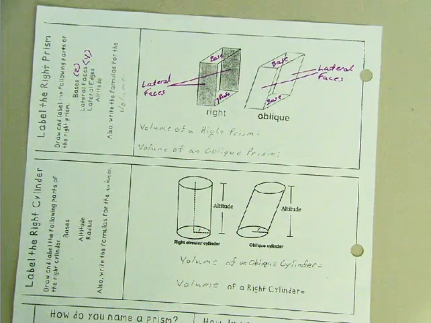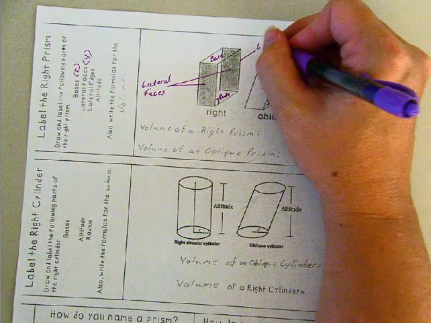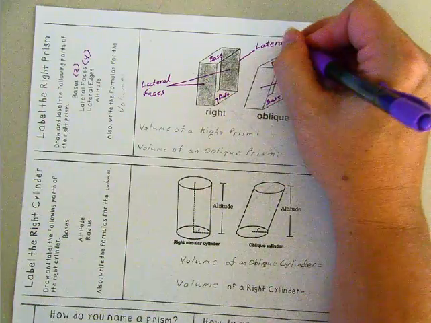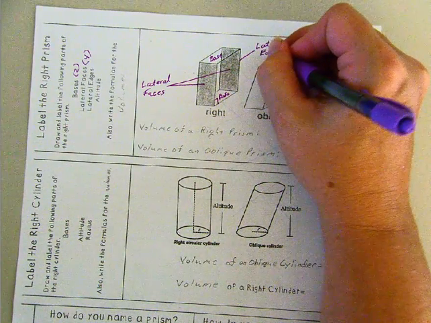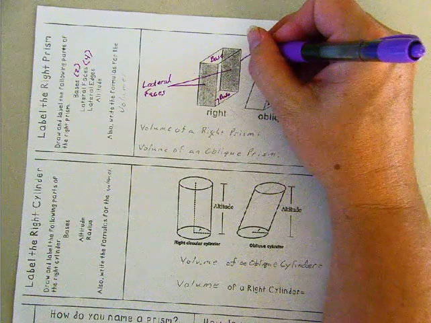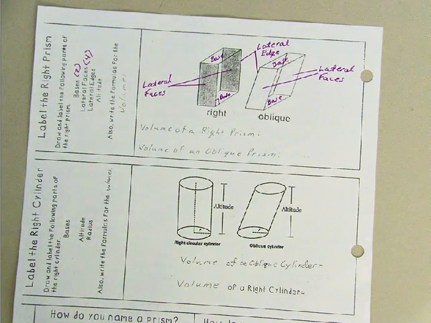So then our lateral edges. What is a lateral edge? Well, that's this line right here where our faces connect. So this is a lateral edge. I'm not going to label all of those, but we'll label a few of them. So that's also a lateral edge there.